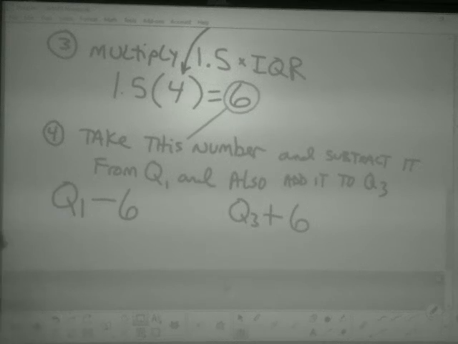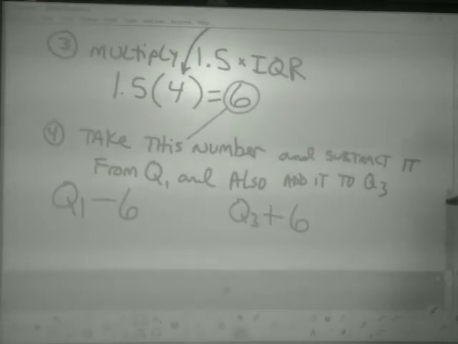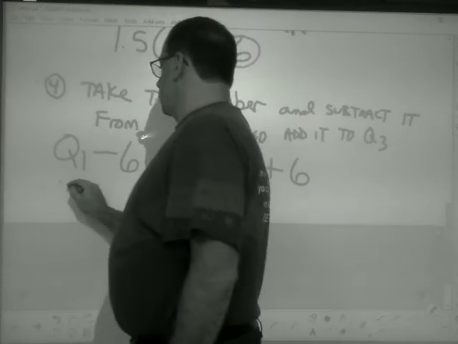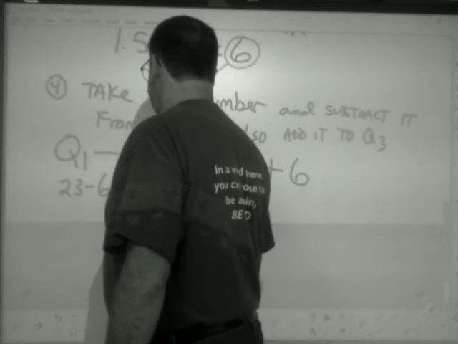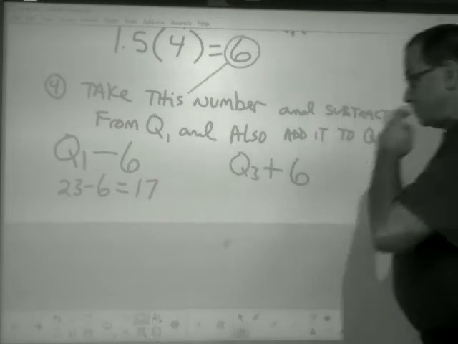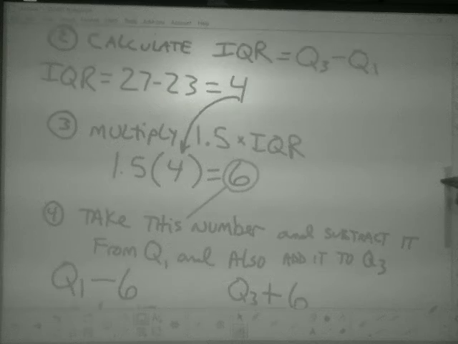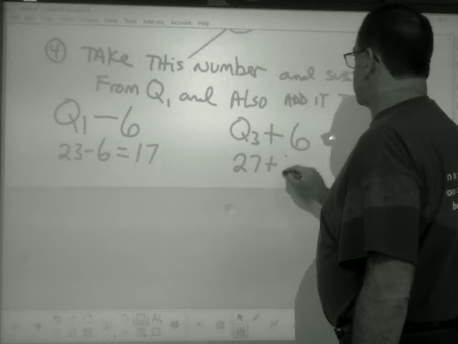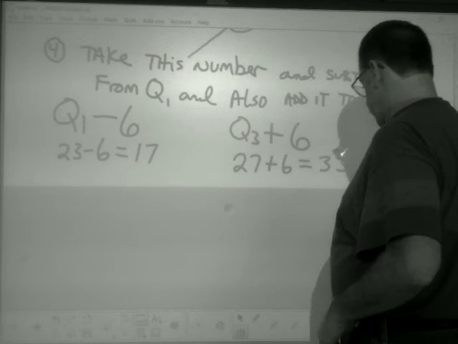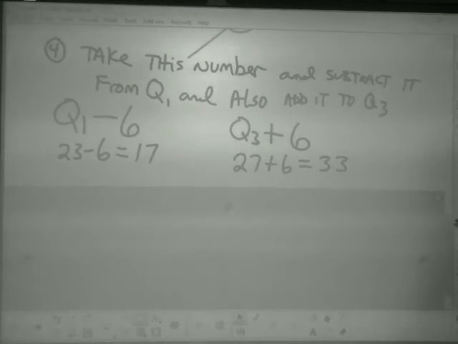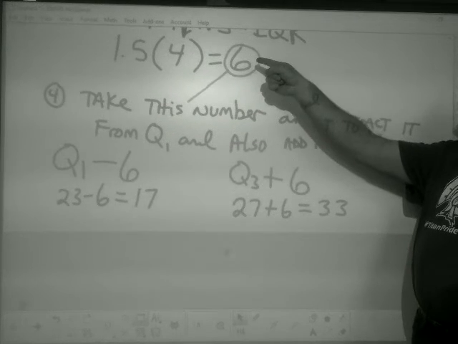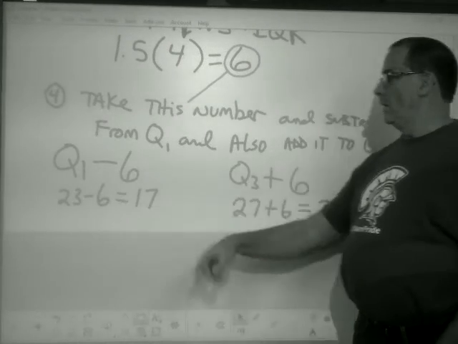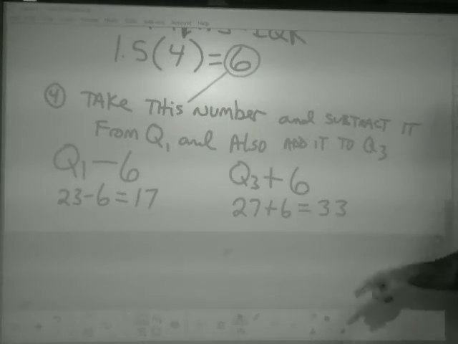So I got to go back up and look up Q1. So Q1 is 23. So 23 minus 6 is 17. And Q3 is 27. 27 plus 6 is 33. So I have taken this 1.5 IQR number, and I subtracted it from Q1, and I also added it to Q3.